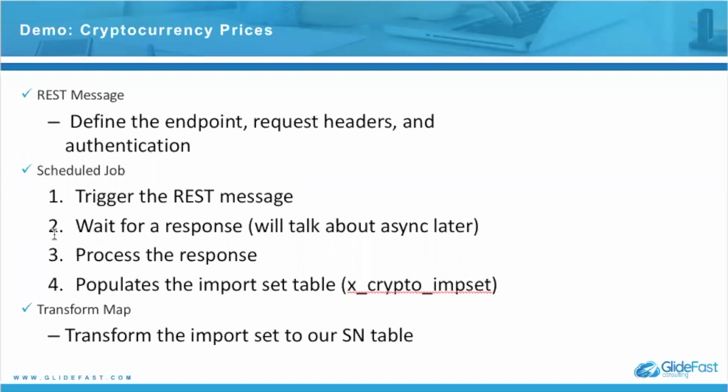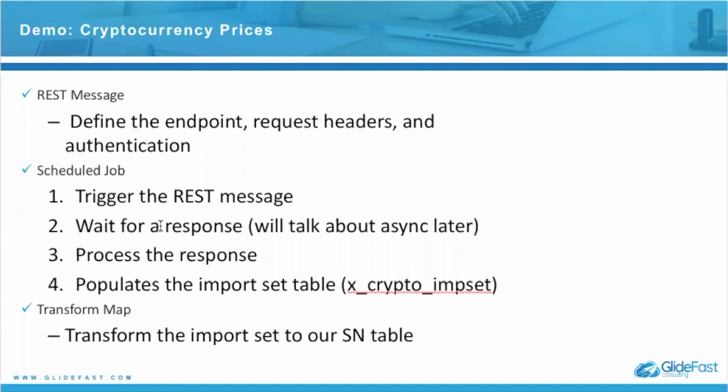We have 3 components for this first iteration of the implementation. We have the REST message, which defines the endpoint, request headers, and authentication. And then we can schedule it. You can trigger the REST message anywhere that has server-side coding within ServiceNow. I've picked a scheduled job just because you can set a schedule on it, maybe trigger every 5 minutes, every 10 minutes, depending on the need.